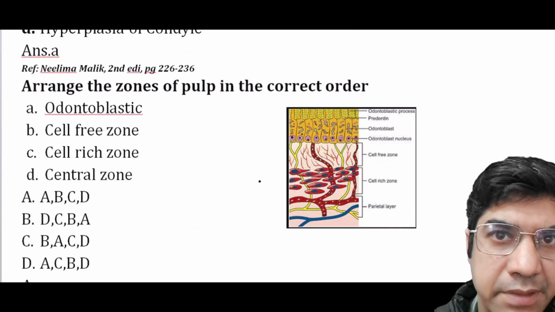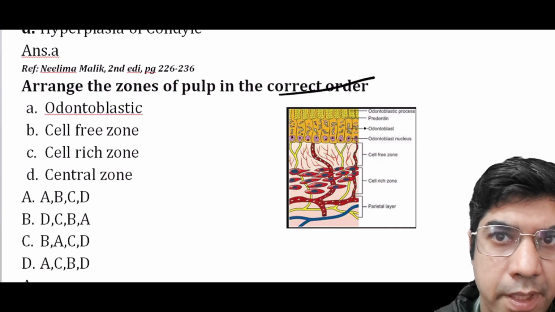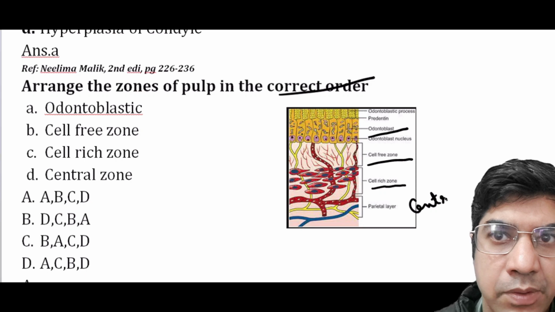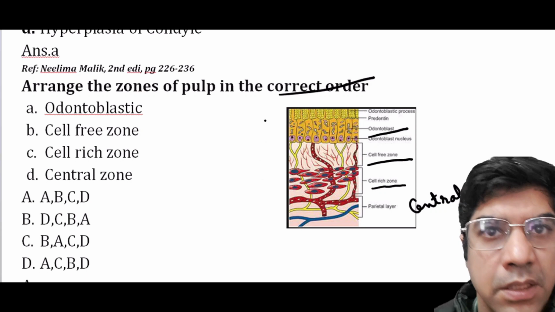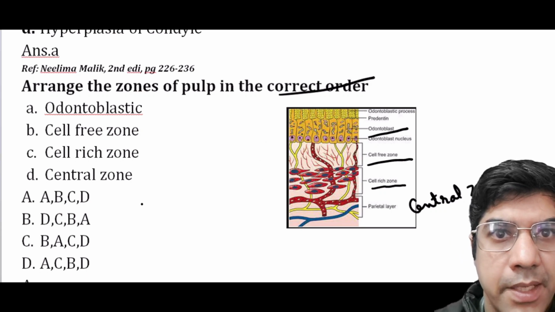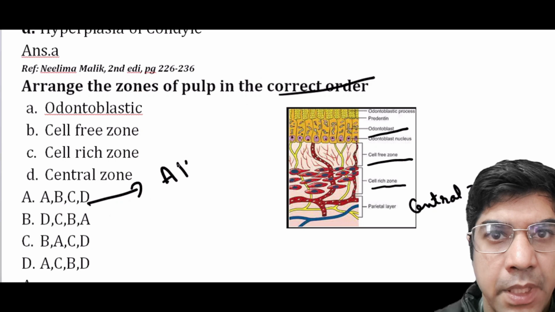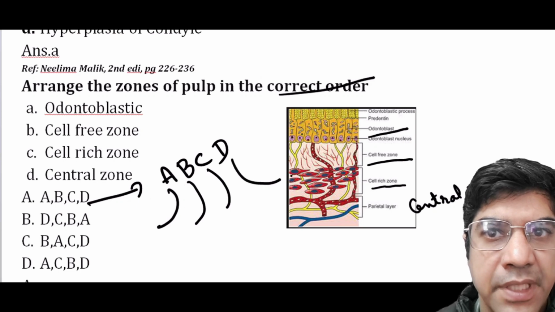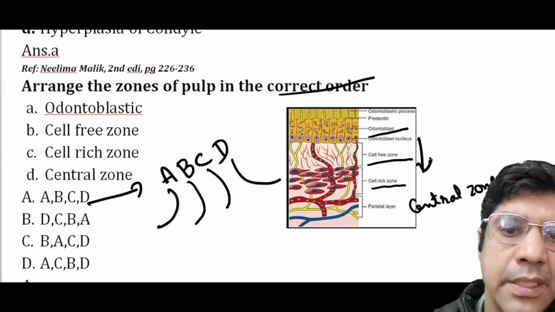Coming to the next question, arrange the zones of the pulp in the correct order. So the first is the odontoblast layer, second is the cell-free zone, third is the cell-rich zone, and D is the central zone. So as you can see here in the picture, the zones of pulp in the correct order, the answer would be A, B, C, D. A is odontoblastic zone, B is cell-free zone, C is cell-rich zone, and D is the central zone. So these are the correct order.